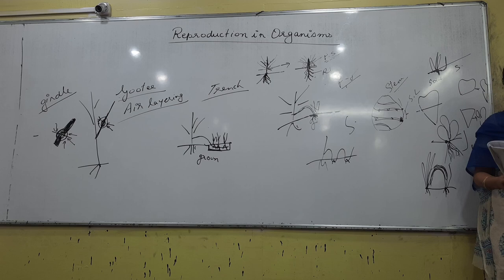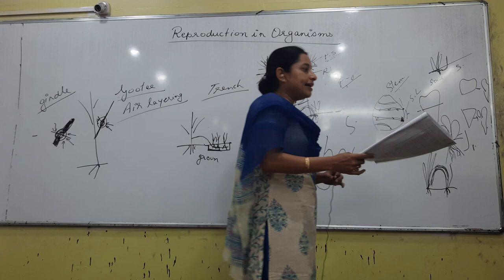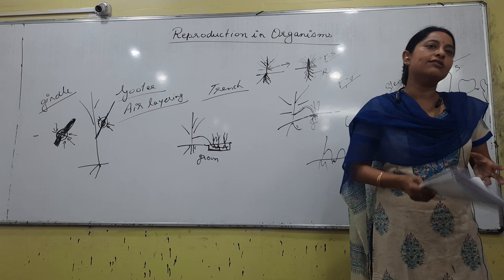Next is the second method of artificial propagation, that is grafting. Talking about grafting, again what is important? First point, what is grafting? Attaching two different plants together is called grafting.